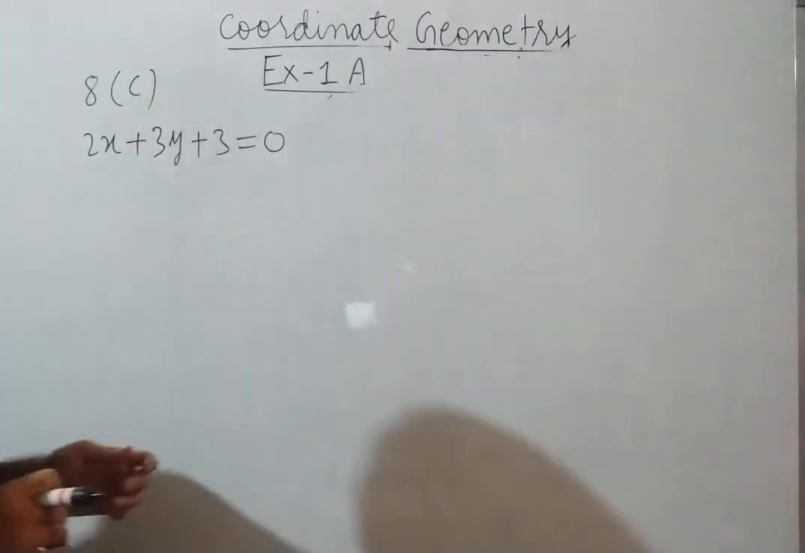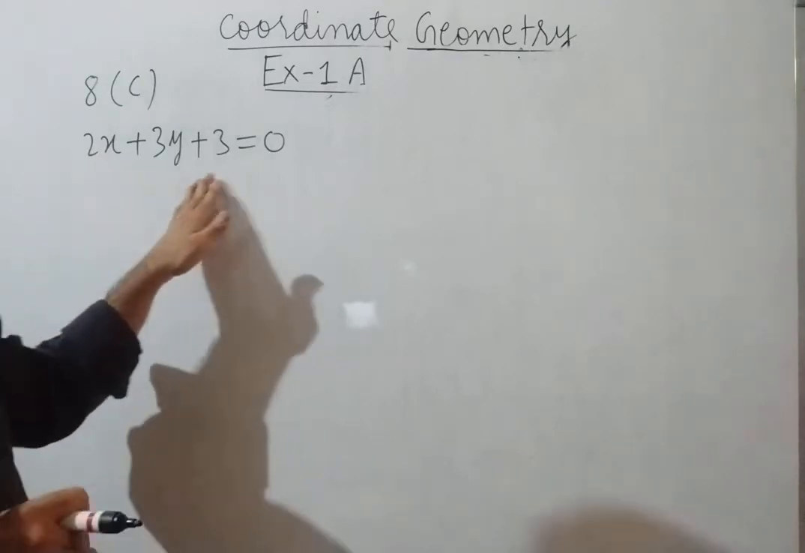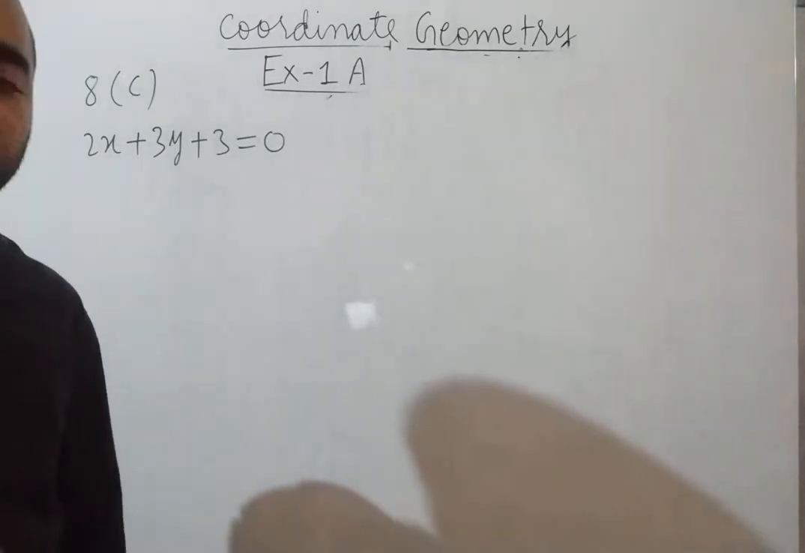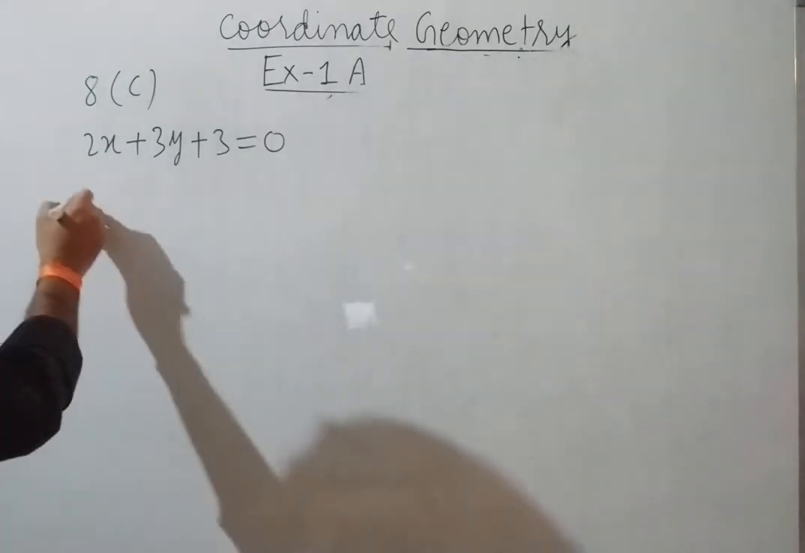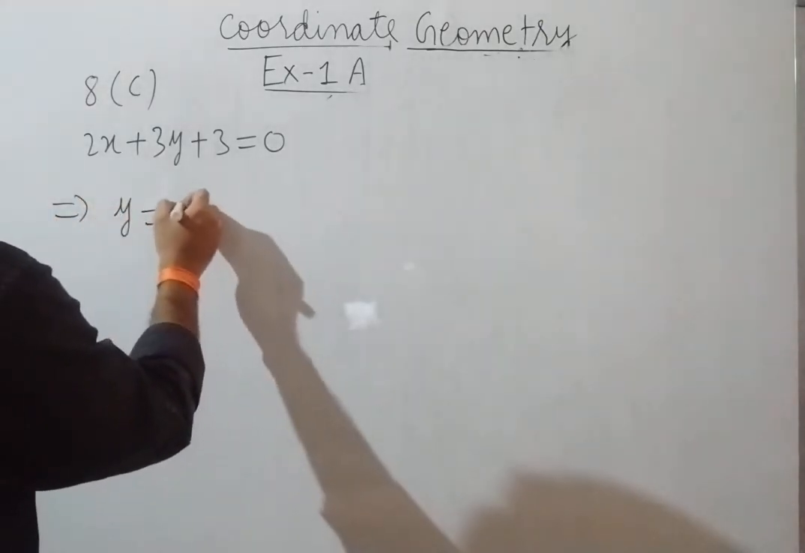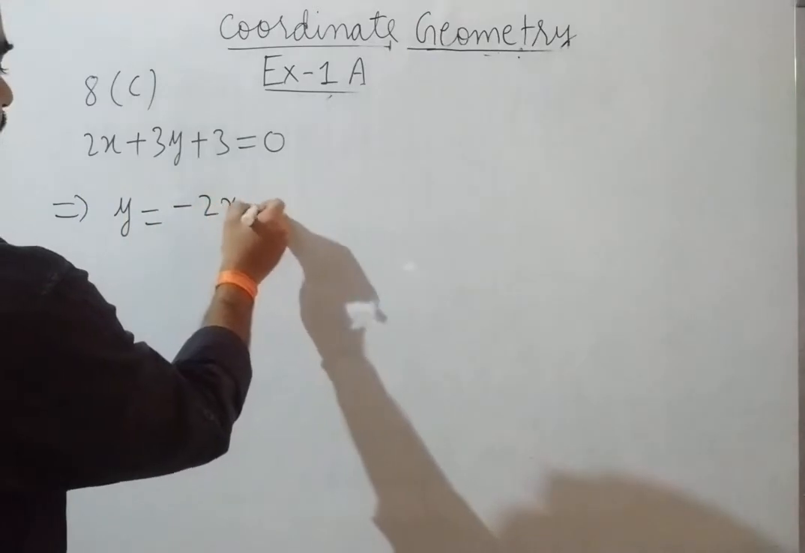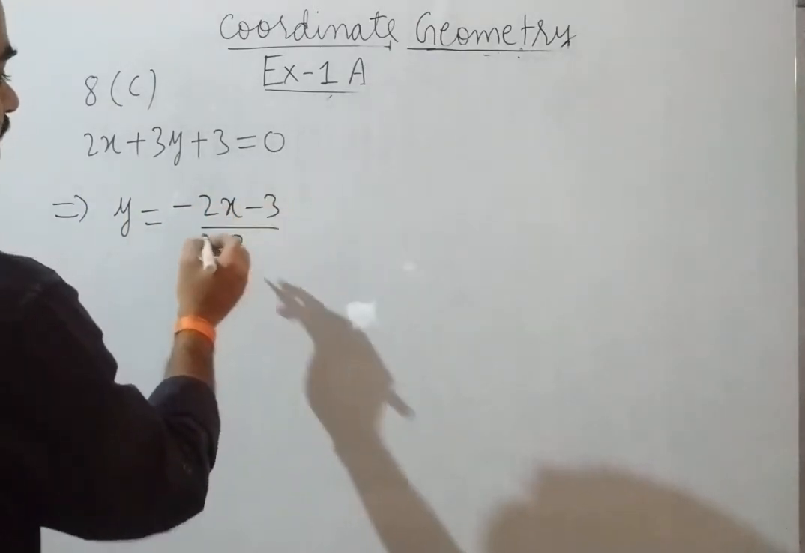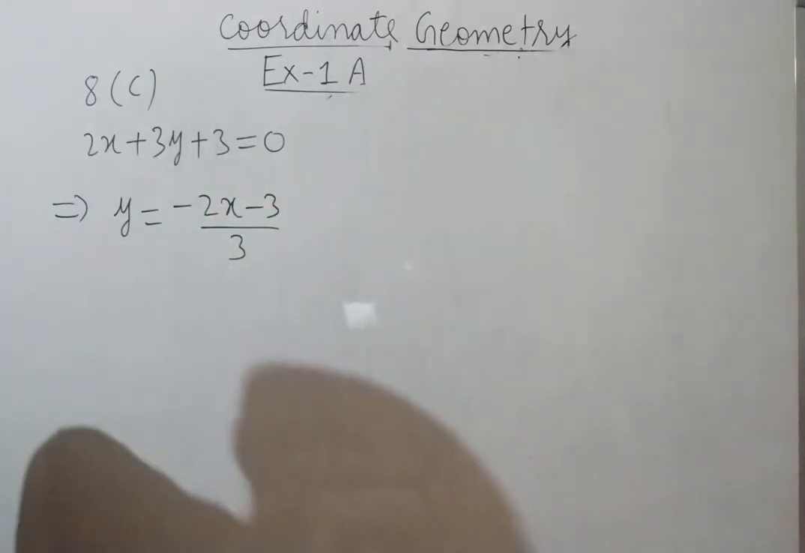So next is 2x plus 3y plus 3 equal to 0. Again the same method. First we have to calculate the value of y. So y will come minus 2x minus 3 upon 3. Clear? Now we have to make the table.